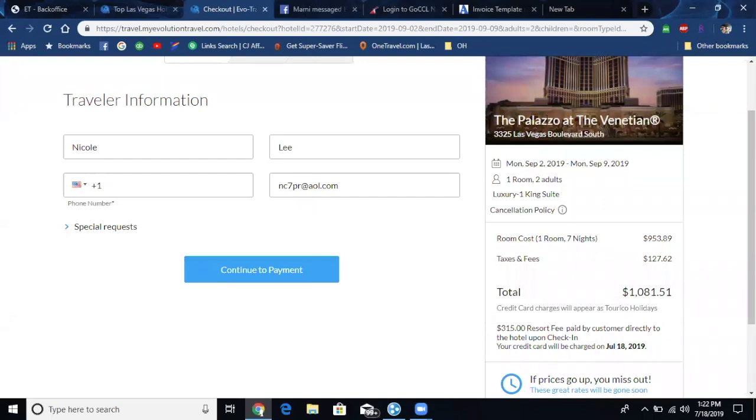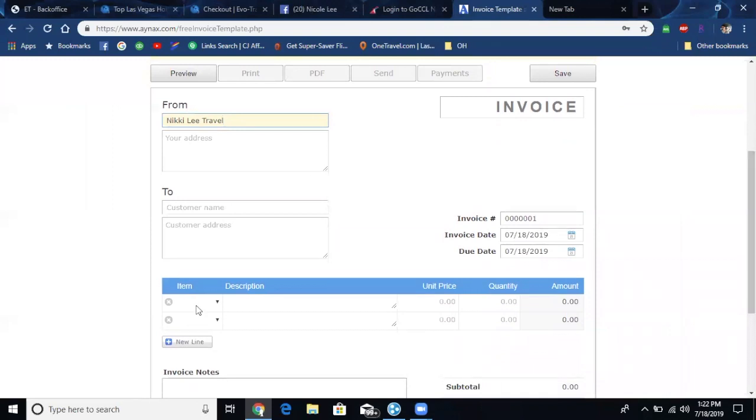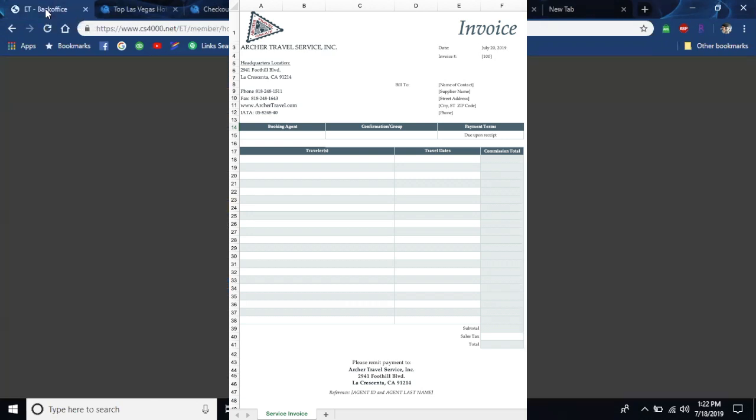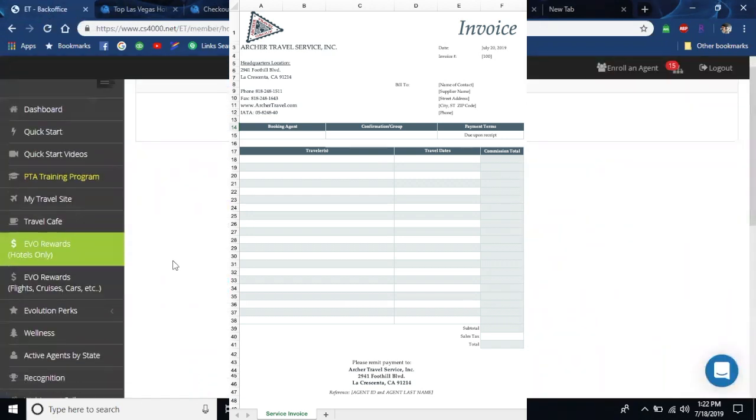So when you make the invoice here, you wanna put everything very clear so that they understand what everything is, okay? So right here, you're gonna put your name. Mine's Nikki Lee Travel. You want to brand your company, so go ahead, put it there, okay? And then, just so you know, there is an invoice in the back office that you're able to use, which is great. I recommend that one as well. Let me show you where that is.